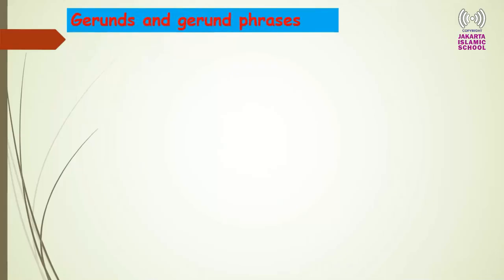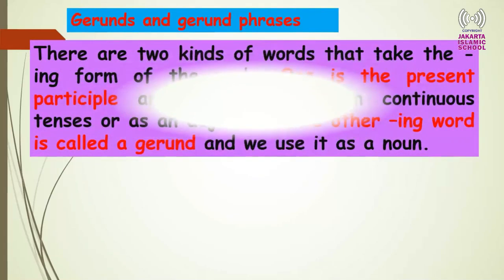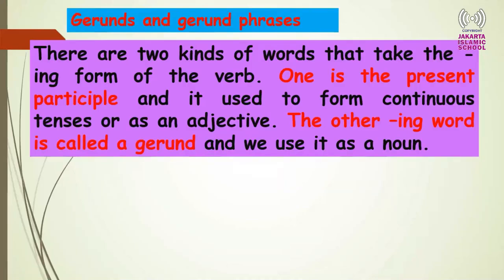Now let us look deeply at gerunds and gerund phrases. There are two kinds of words that take the ing form of the verb. One is the present participle, and it is used to form continuous tenses or as an adjective. The other ing word is called the gerund, and we use it as a noun.